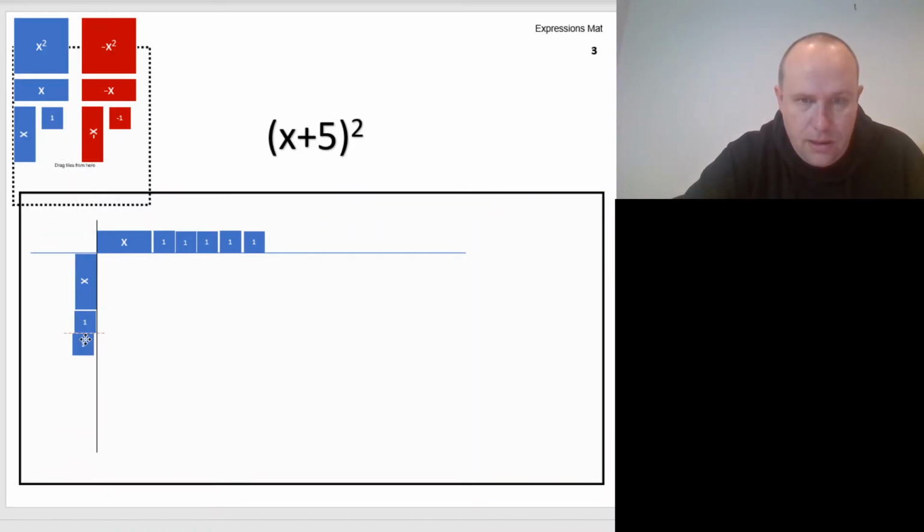1, 2, 3, 4, and 5. So squared just means multiply by itself. So x plus 5 times x plus 5.